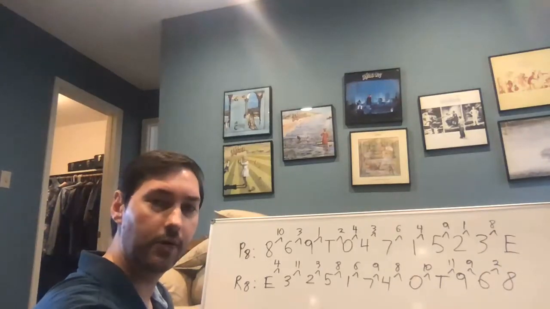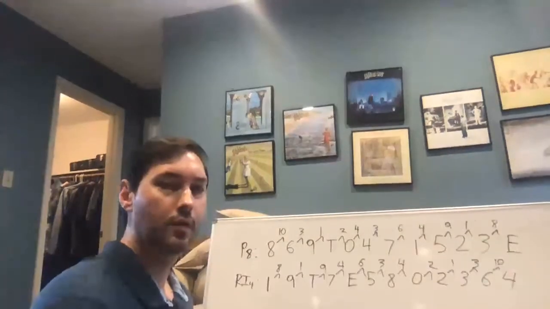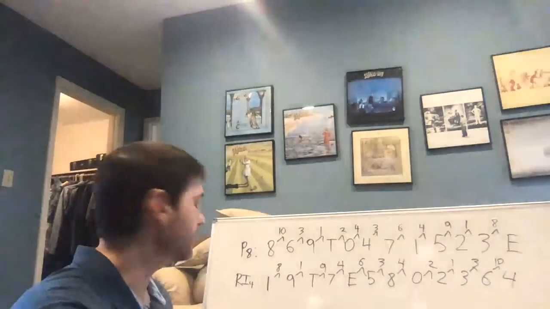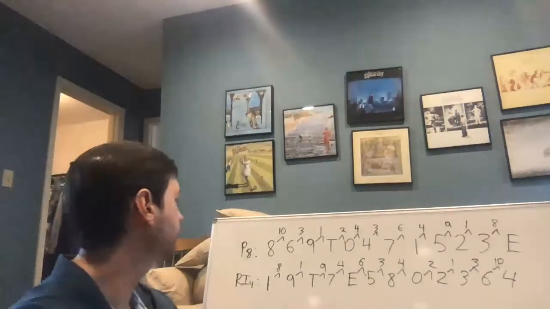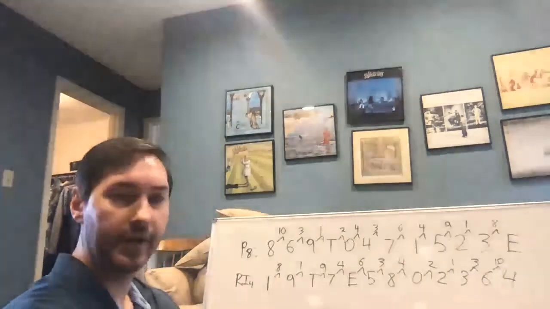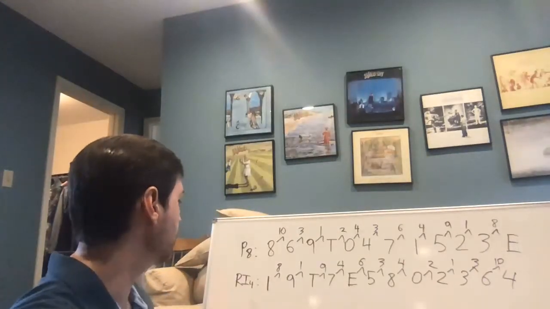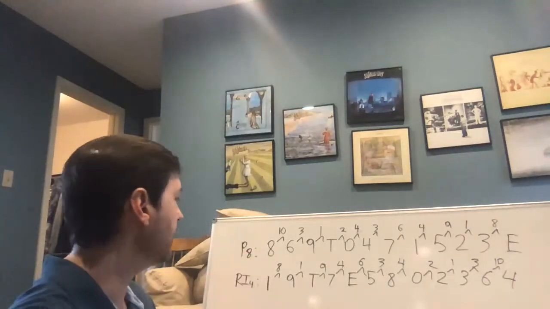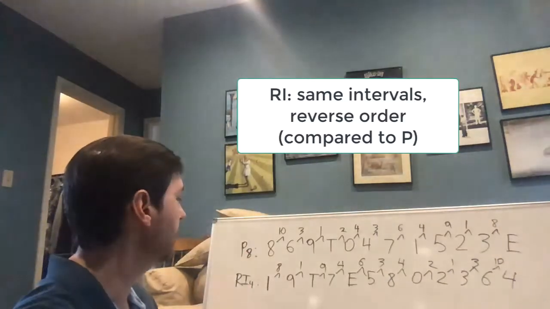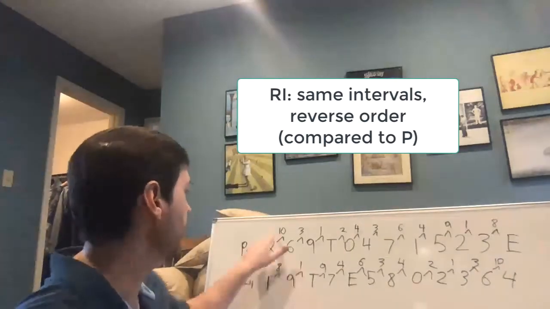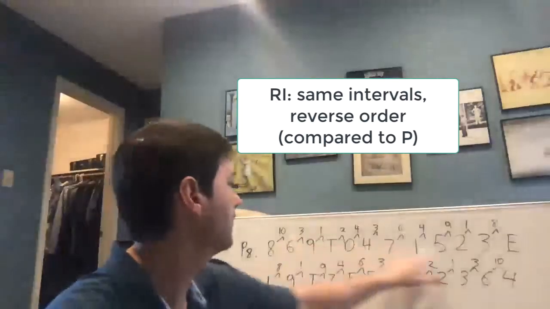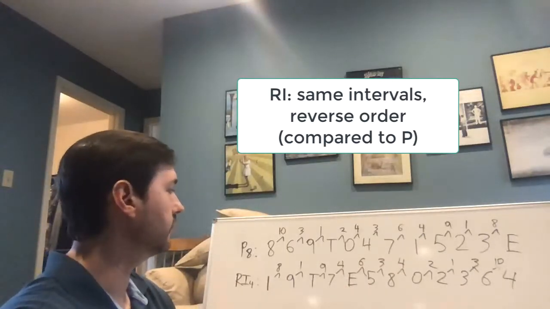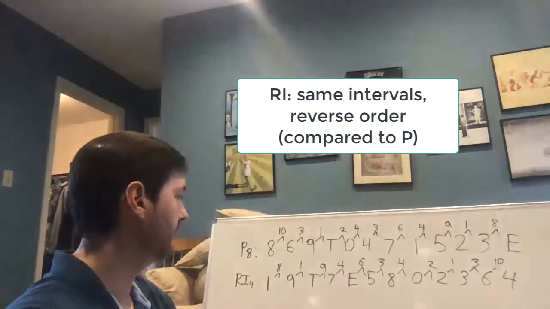Okay, let's now go on to the retrograde inversion. Here is RI. Just to mix things up, I've used RI4. Don't worry about how I did that yet, but here is an example of a retrograde inversion row. Compared to P, if we're looking at the intervals, we see that it has the same intervals in reverse order. So same intervals, reverse order.